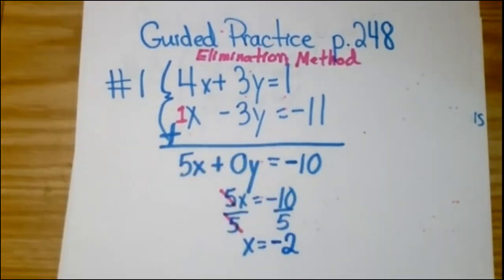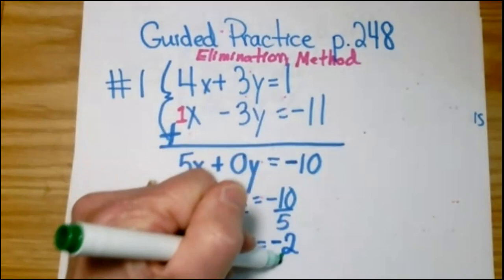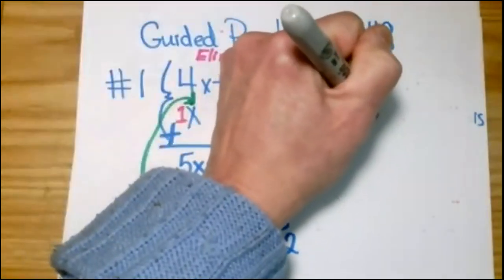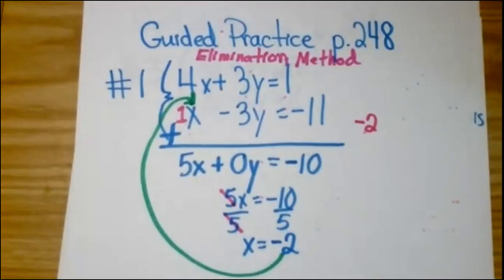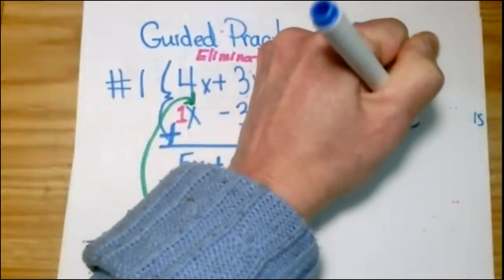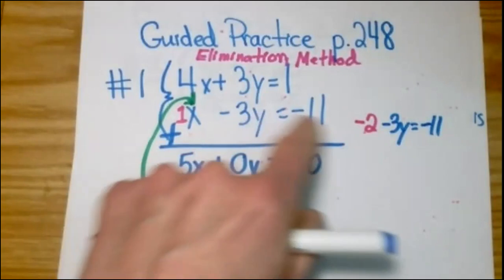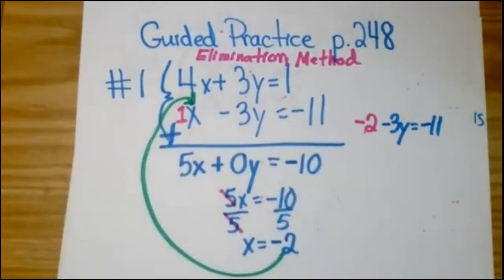Okay, then I'm going to take my negative 2 and plug it back in for x in one of these two equations. I'm going to pick what looks like the simpler equation. So I'm going to take this negative 2 and plug it in for x in the second equation, because to me that looks a little simpler. So instead of x minus 3y equals negative 11, we are going to have negative 2 minus 3y equals negative 11. I just plugged negative 2 in for the x. And now I'm going to solve for y.